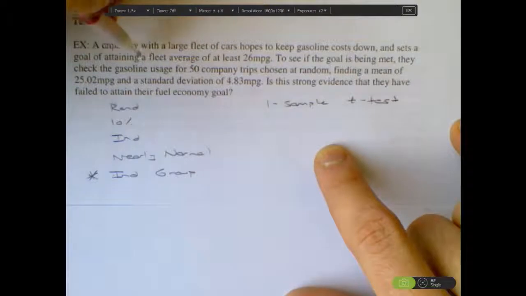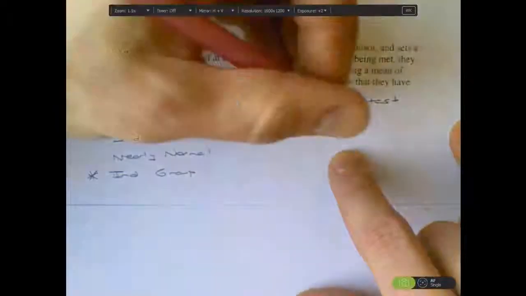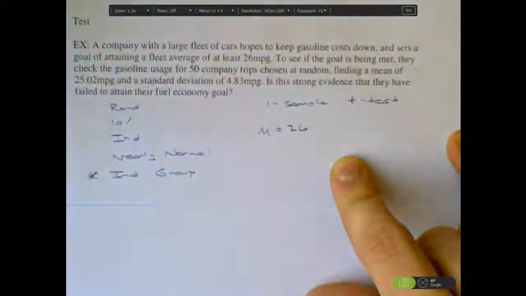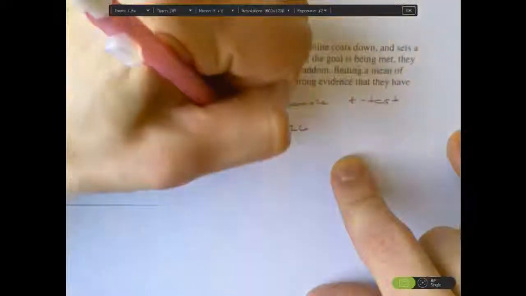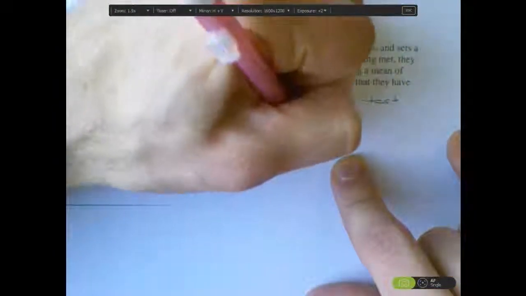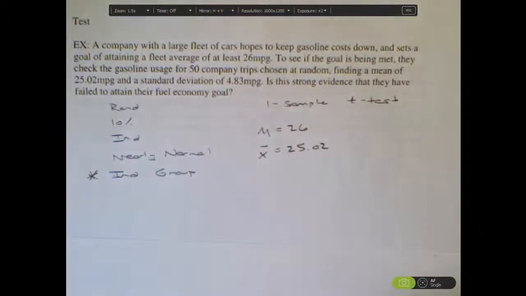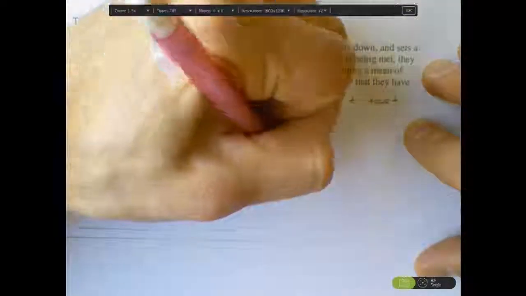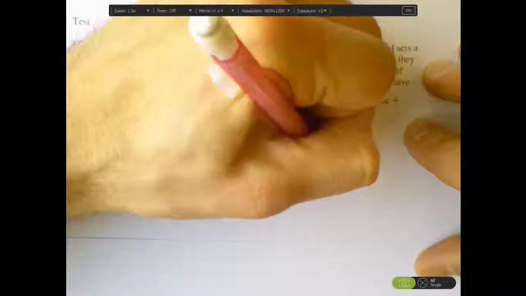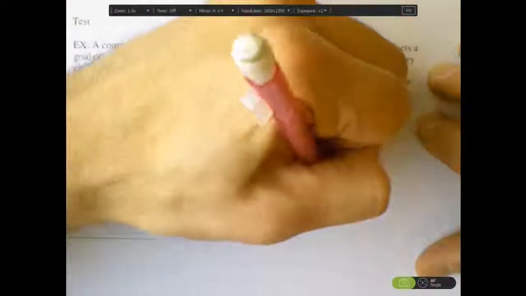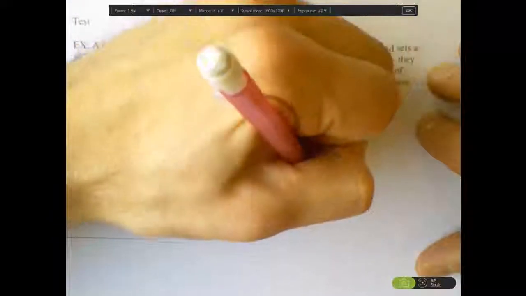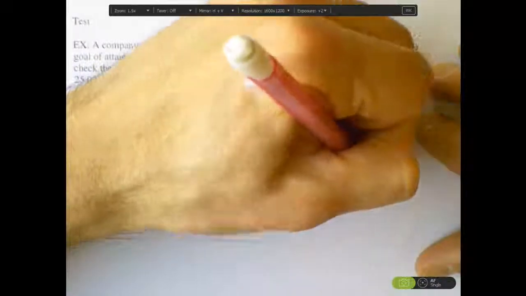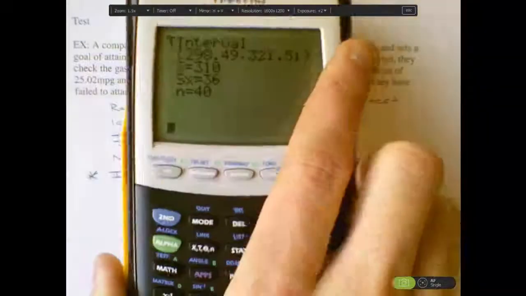So they're claiming that they want to get a goal of at least 26 miles per gallon. So that's going to be my parameter, mu equals 26. My sample statistic, or x bar, is 25.02. So when I'm calculating this, it's going to have n minus 1 degrees of freedom, or 49 degrees of freedom. So t sub 49 equals my statistic minus my mean over my standard error. So it's my standard deviation 4.83 divided by the square root of the sample size, which is the square root of 50. Okay, so let's take a look at doing that.